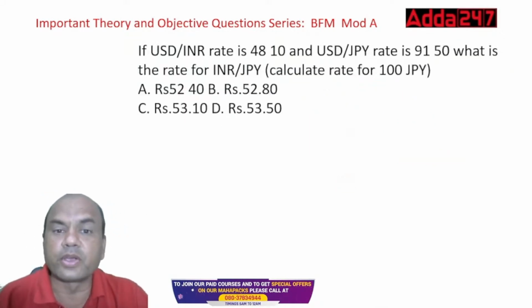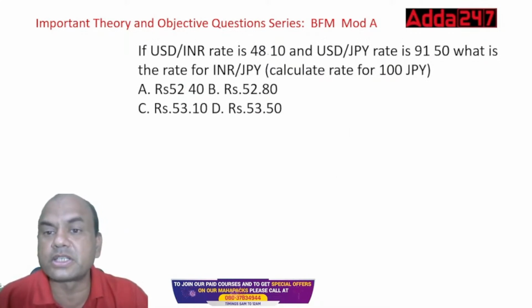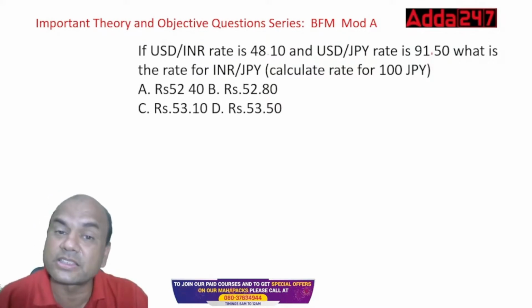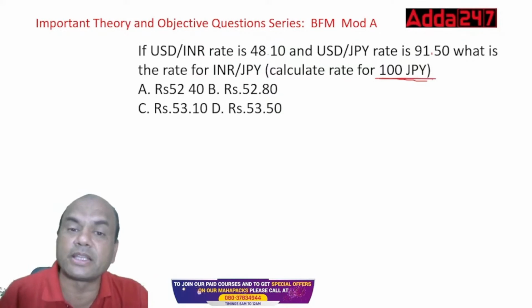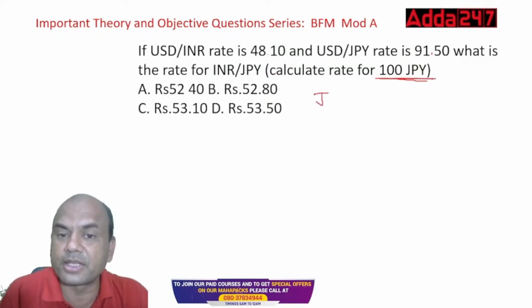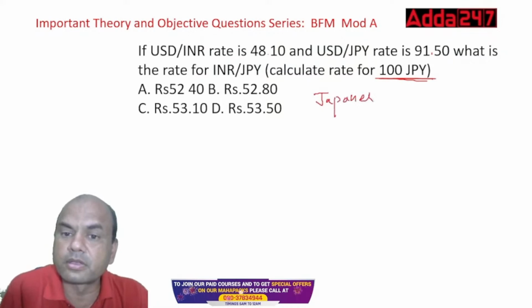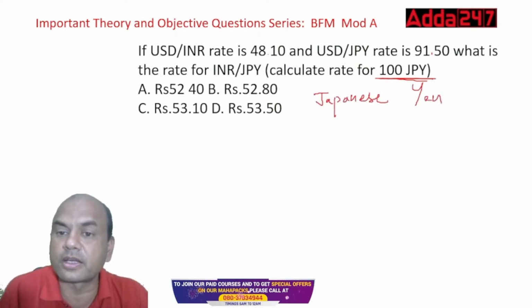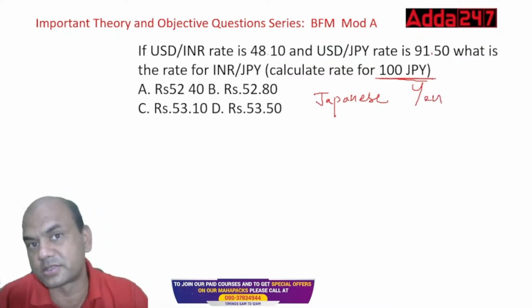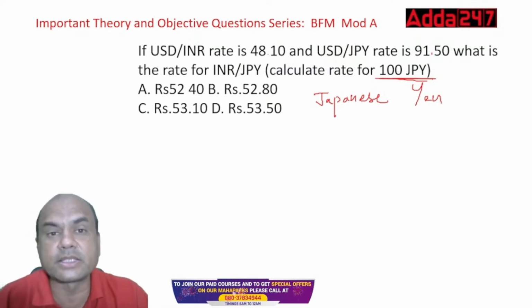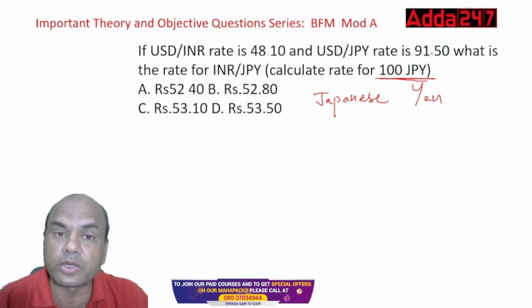If the USD INR rate is 48.10 and the USD JPY rate is 91.50, what is the rate of INR to JPY? Calculate the rate for 100 JPY. Remember, JPY means Japanese yen. It is their currency. Japanese yen is always calculated in terms of hundreds. We always calculate 100 JPY, 200 JPY, 300 JPY. Rates are quoted that way because the currency unit is very small.